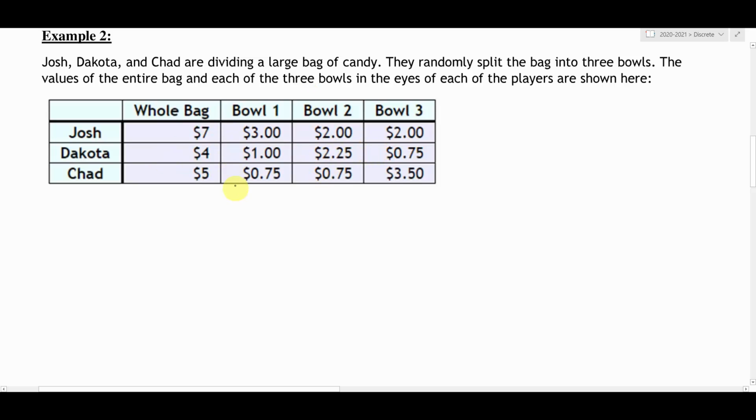All right, and all of them have different value systems, so they're not going to agree on what the value of bowl 1 is or bowl 2. They're all going to have different values for each bowl. They even have different values for the bag of candy in general. Okay, so we're just going to start by determining what is the fair share for each person.